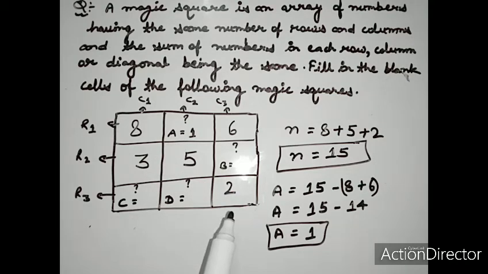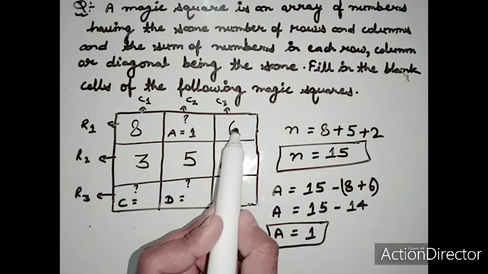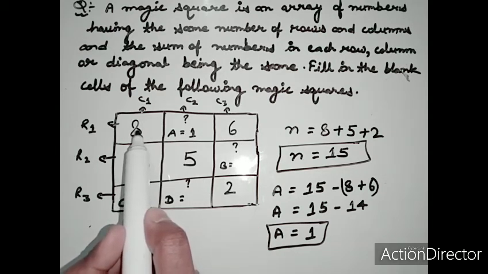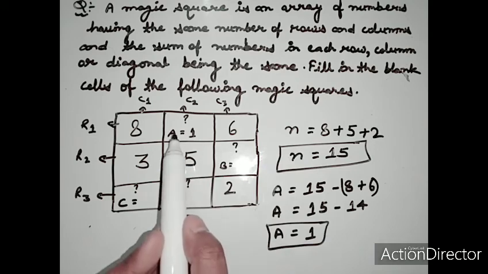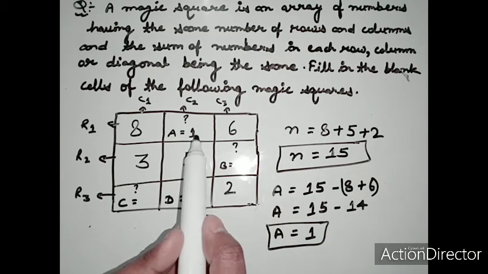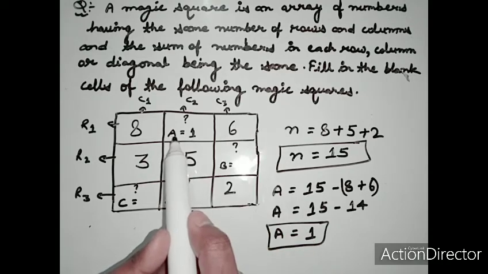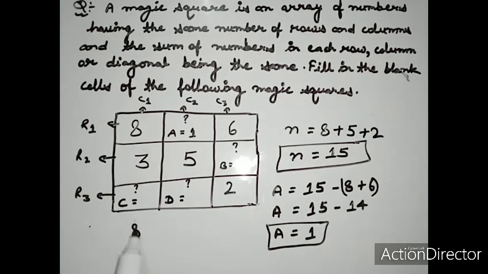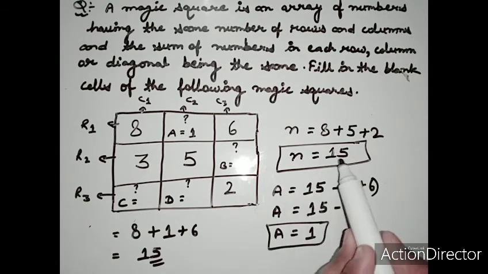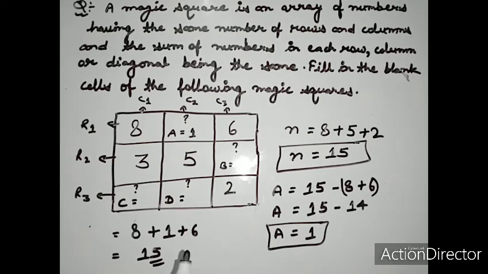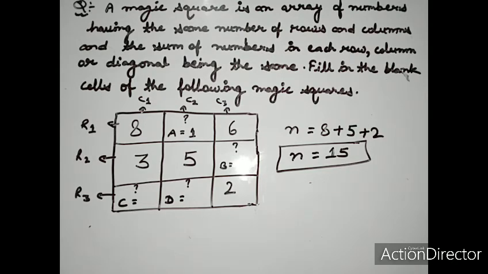Now we check our answer also, and you all know that if we add these three numbers and get a sum equal to 15, then we have the correct value of a equal to 1. And if the sum of these three numbers is not equal to 15, then we have the wrong value of a. Now we add these three numbers, 8 plus 1 plus 6. 8 plus 1 is 9, and 9 plus 6 is 15, and here the value of n is equal to 15. So we get the correct value of a; a equals 1 is the correct answer.